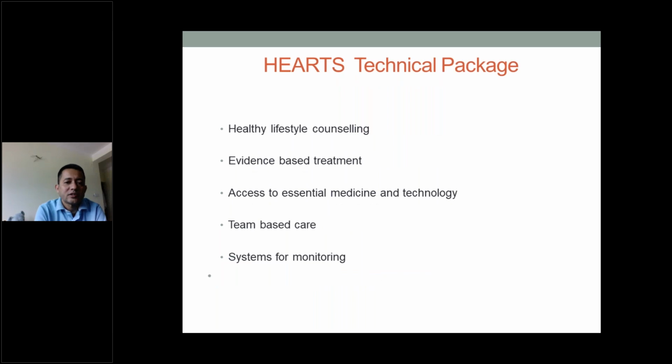WHO also has the HEARTS technical package, which Nepal has also adopted. It's just a short form to prevent and manage hypertension: adopt a healthy lifestyle with counseling to the people in the community, evidence-based treatment, access to essential medicine and technology, team-based care, and systems for monitoring.